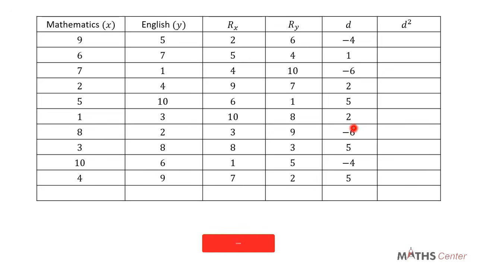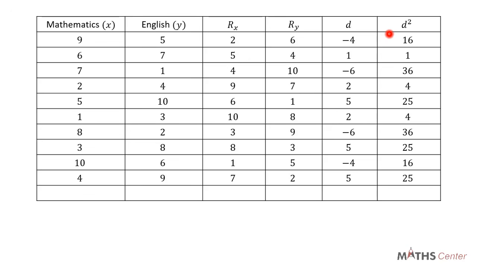We have the D values here, so we can now find the D squared values. So you have negative 4 squared, that will be 16. 1 squared is 1. Negative 6 squared is 36. 2 squared is 4. 5 squared is 25. 2 squared is 4. Negative 6 squared is 36. 5 squared is 25. Negative 4 squared is 16. And 5 squared is 25.